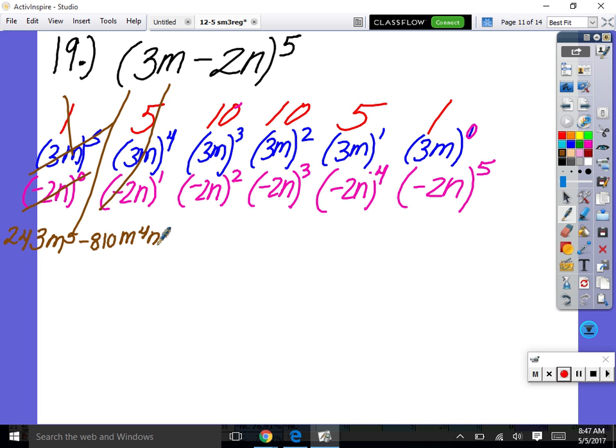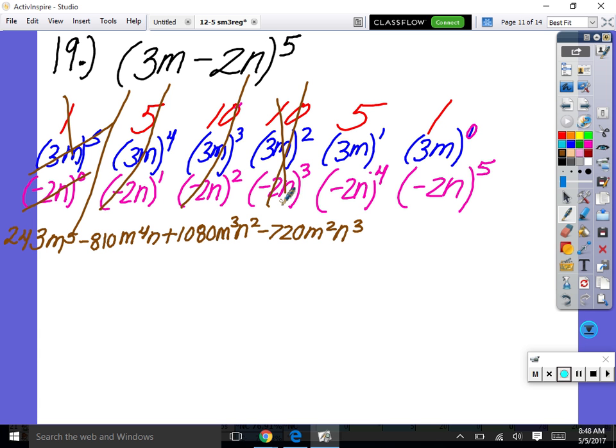What is it? 1,000, and it's positive, right? Now we have an m to the 3rd, and we have an n squared. Okay, cool. 10 times 3 to the 2nd, so that's 10 times 9 times negative 8, notice, because negative 2 to the 3rd is negative 8. So I'm seeing it in my head. What do we get? Negative 720, then we have m squared, and then we have our n cubed, okay?